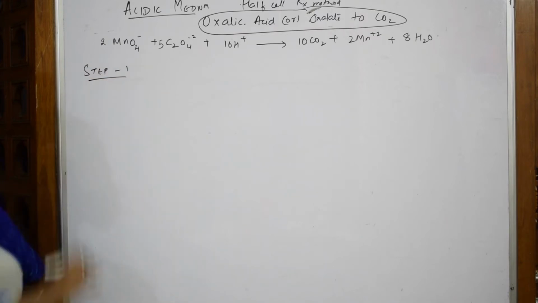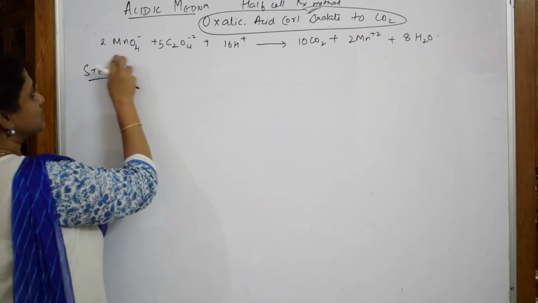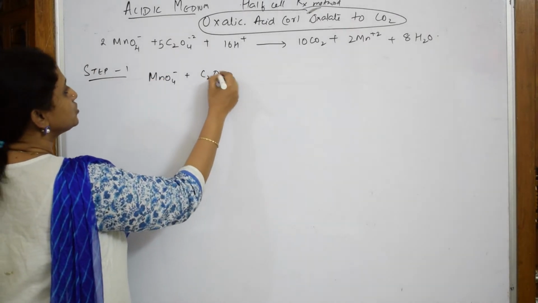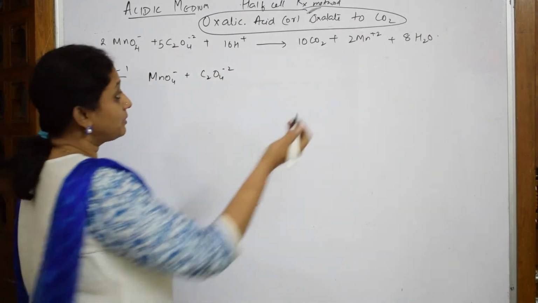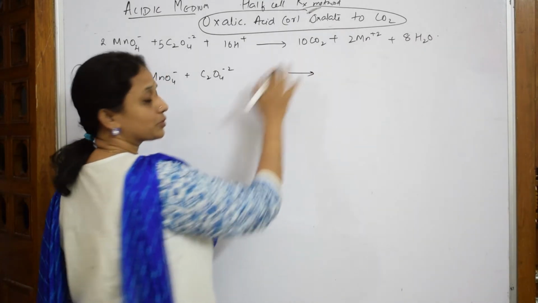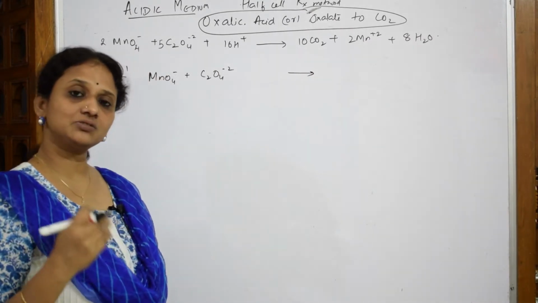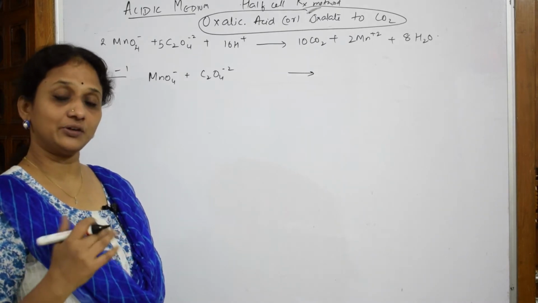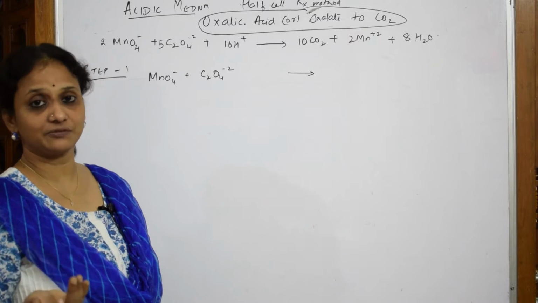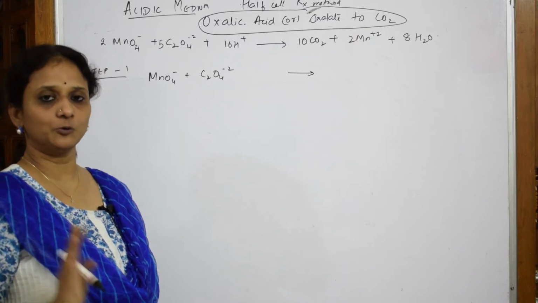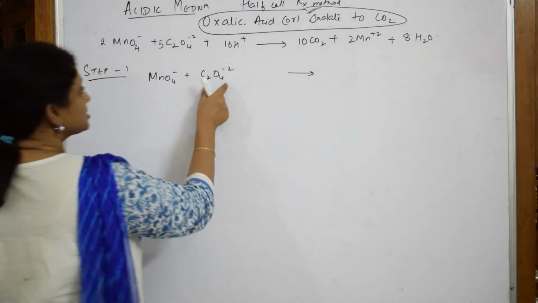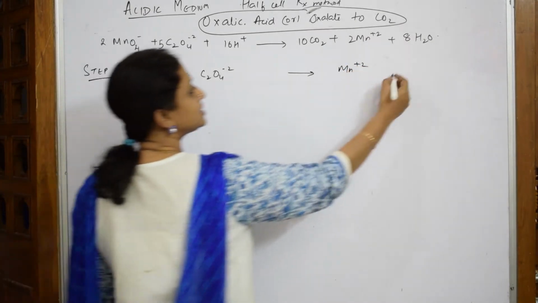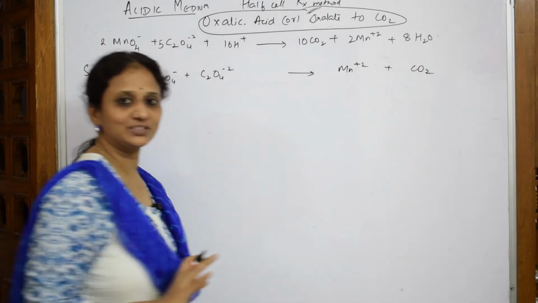Step 1. First, pick up the basic reaction which is given to you in the question paper: MnO4 minus, C2O4 2 minus. How should I remember which product? Basically, oxalates or oxalic acid go to carbon dioxide, iodides go to iodine, sulfides go to sulfur. You have to remember that basic thing and then it will be easy. So here, Mn2+ forms, and oxalate is going to form carbon dioxide. At least this much you can remember.